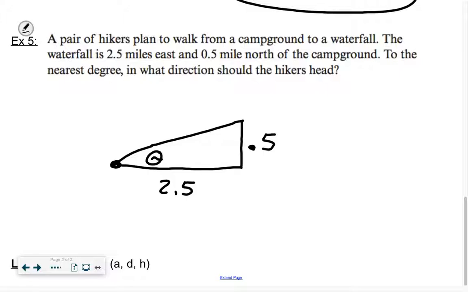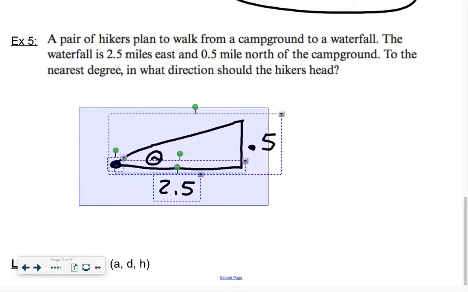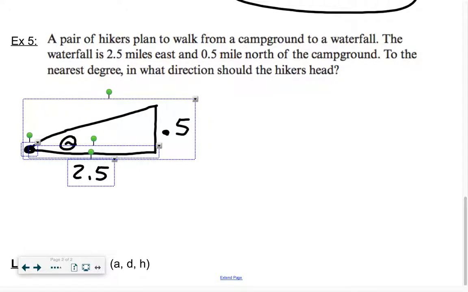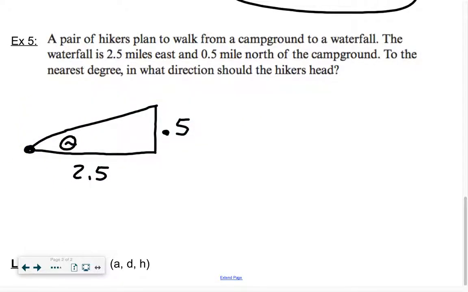And this is where inverse trig functions are mainly used. This is where we really like to use them. We're looking for this angle right here. Therefore, we're given two sides of a right triangle. We want to use our trig functions. So SOHCAHTOA. Let's identify the 2.5 would be what to this angle? Opposite, adjacent, or hypotenuse? Be your adjacent. What's the 0.5? Opposite.